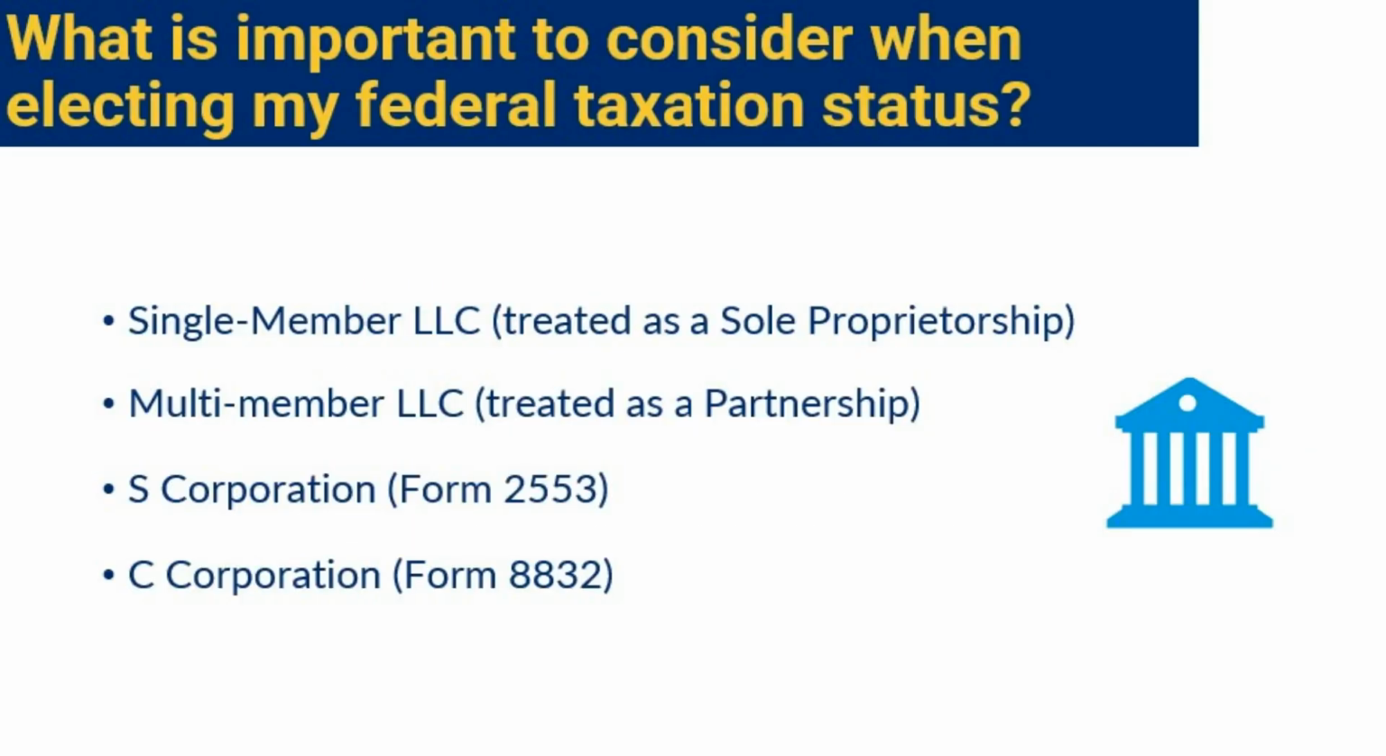By default, LLCs with one owner are treated as a disregarded entity. And as you just saw, an LLC can also opt to be treated as a partnership, which is called a multi-member LLC, S corporation, C corporation, or sole proprietorship if they are a single-member LLC. Here are the main options and what you need to know about each.